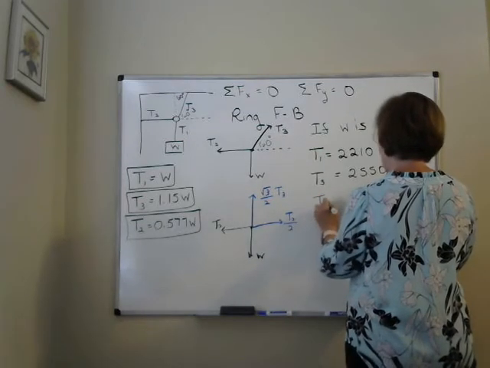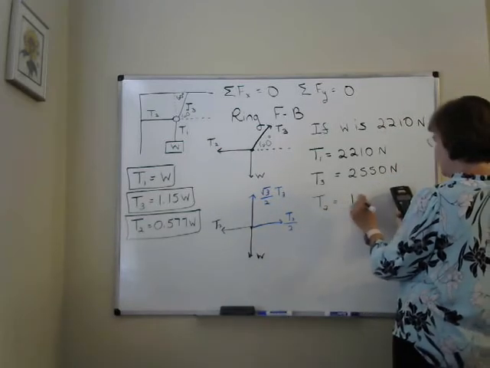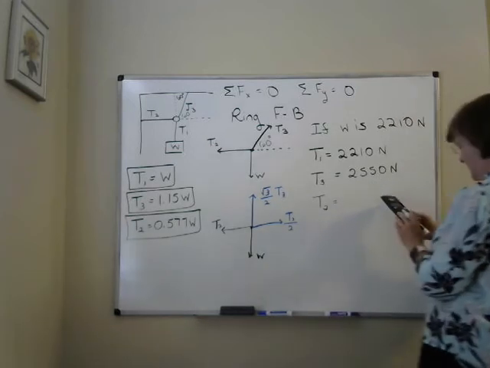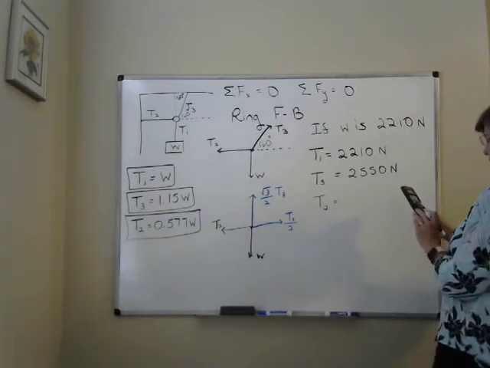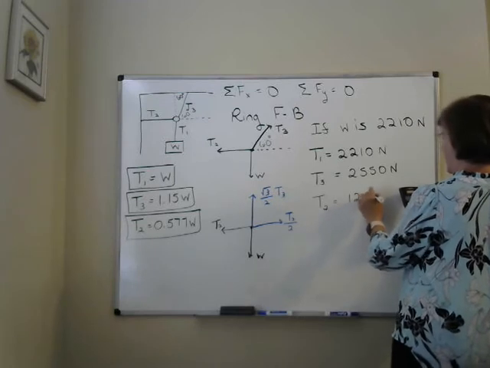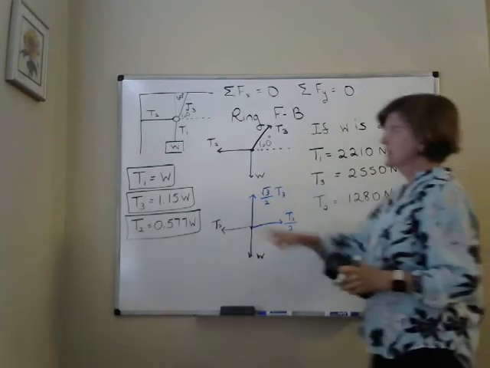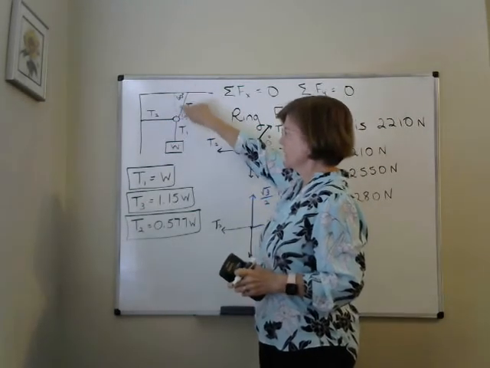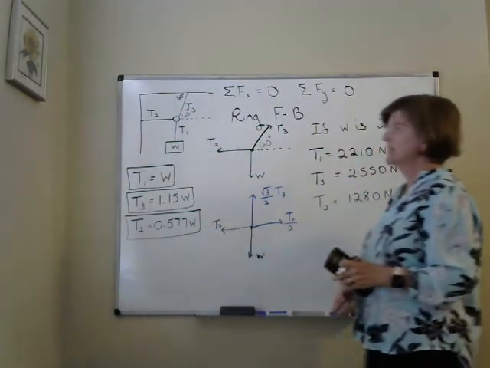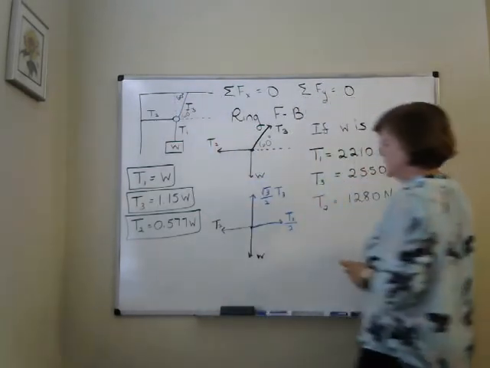And T2 only comes out to be 1,280 newtons. Having trouble typing it in. There we go. I'm not surprised when I look at the picture that there's less tension here. Obviously, I expect most of the tension to be vertical because the weight is pulling down. But it does need to pull back just a little to balance that force from T3.